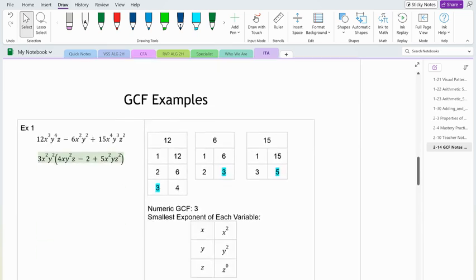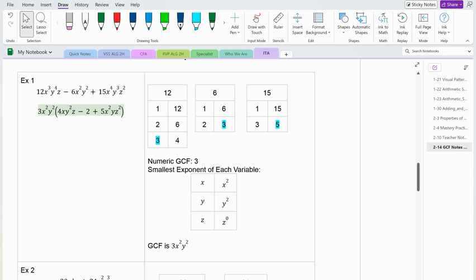Okay. Quick examples here. Notice that we've got our polynomial over here on the left, 12x cubed y to the fourth z minus 6x squared y squared plus 15x to the fourth y cubed z squared. So I pulled the coefficients first. I took the 12, the negative 6, and the 15, and I brought the numbers over here. I didn't bring the signs, and that's just because we're factoring the numbers themselves. The signs aren't super important until later.